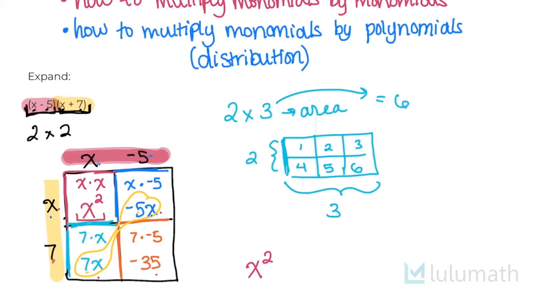And then there's x's here, so this is going to say plus 2x. And then I have this minus 35 right here. There's nothing like it, so I'm just going to write it down as minus 35. And this is what I get when I expand x minus 5 by x plus 7.